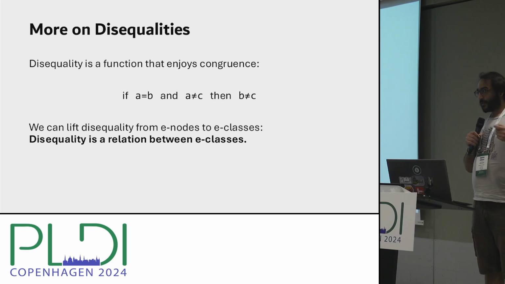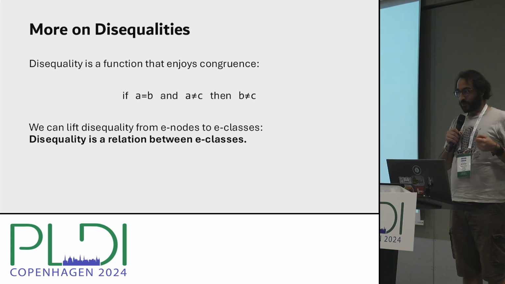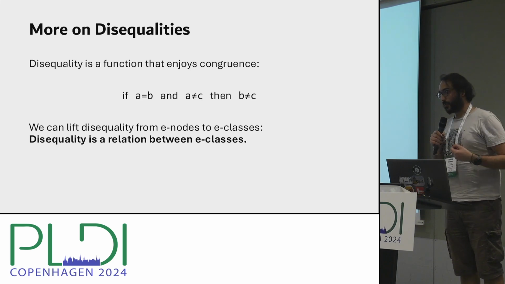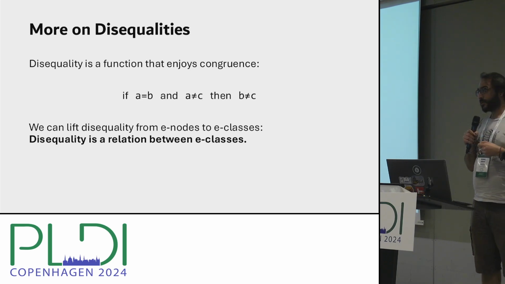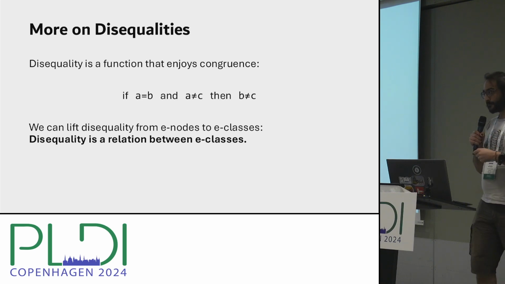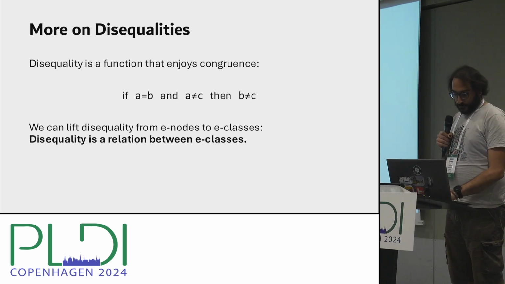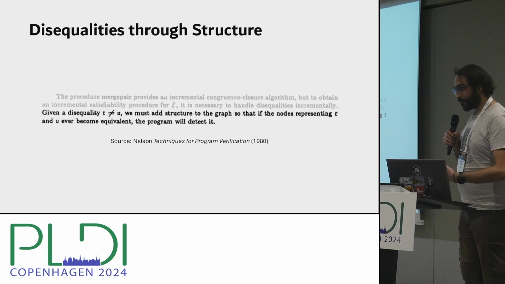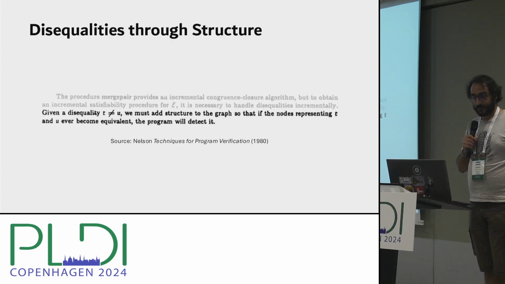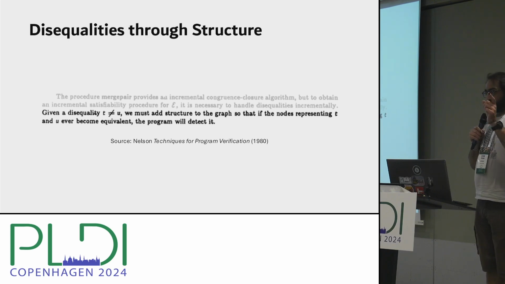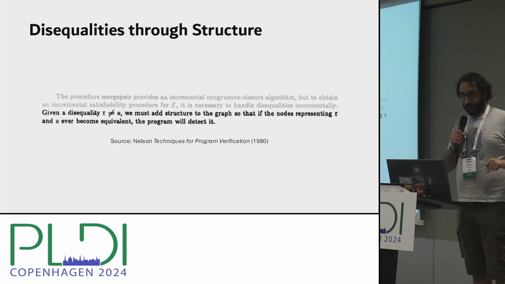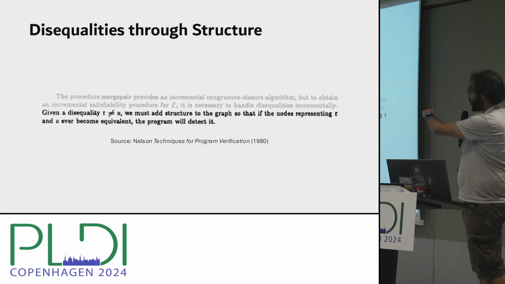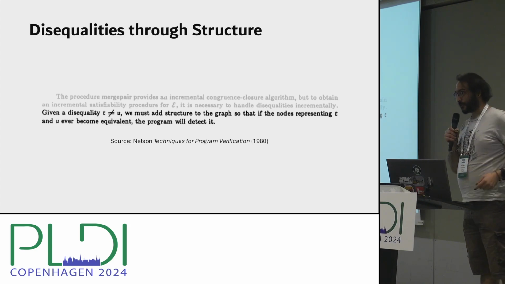Disequality enjoys congruence. Pretty obvious, but it also means that disequality is not a relation between E-nodes. It's rather a relation between E-classes. And we looked a bit at this idea, and we found out that Nelson, for those who are very good observers, they might realize this is the same code as before, just expanded a bit longer.